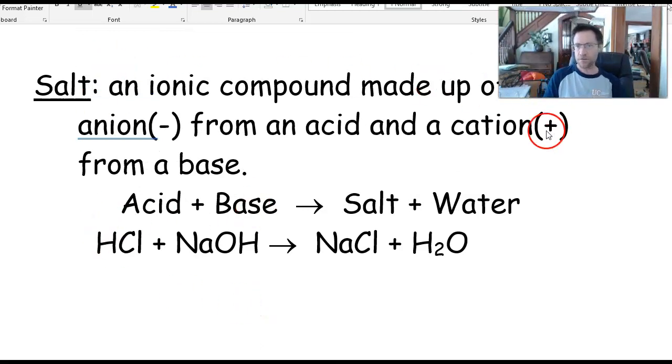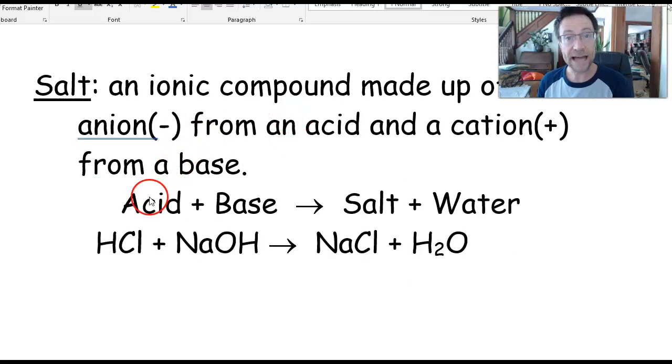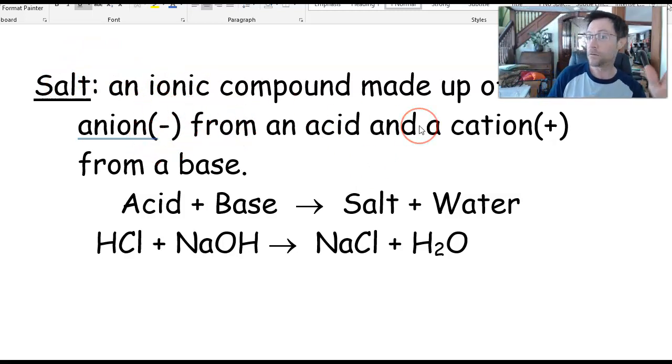This right here, this is your fancy academic definition. It works out great. You can also just say the leftovers of an acid and base reaction. Because when an acid and a base react, they make salt and water. Say it with me. Acid and a base make salt and water. Acid and a base make salt and water.